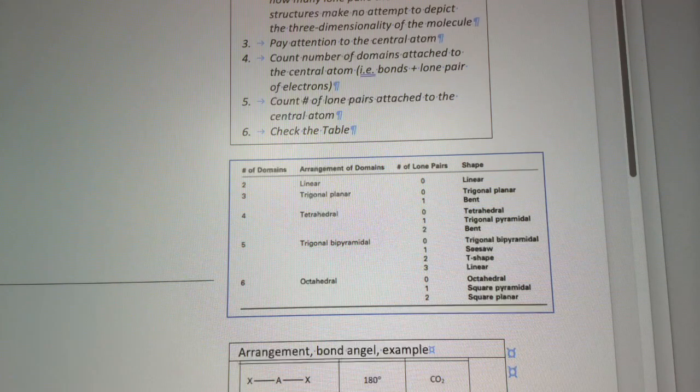Remember, 0, 1, 2, and 3. For each of those lone pair counts, we could have trigonal bipyramidal, seesaw, T-shape, and linear. Now, if you have octahedral, which is 6, we could only have 0, 1, and 2. So the first one, 0, is octahedral, then square pyramidal, and square planar.